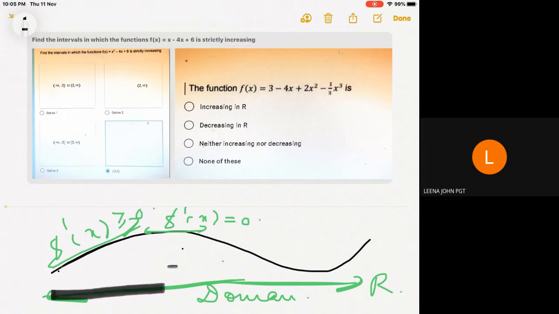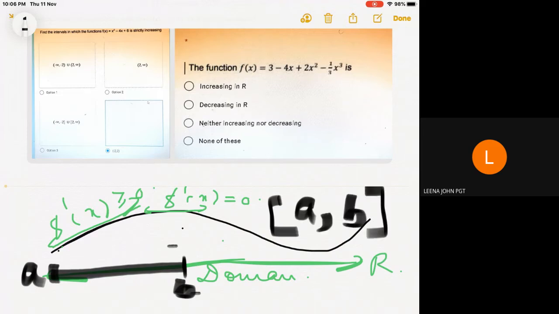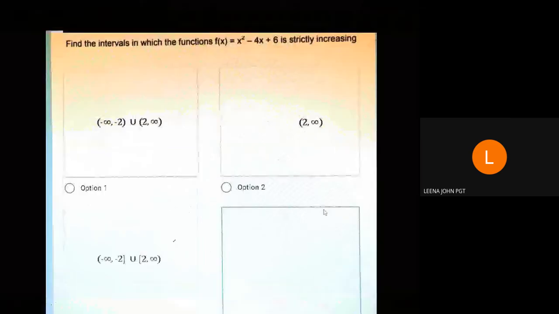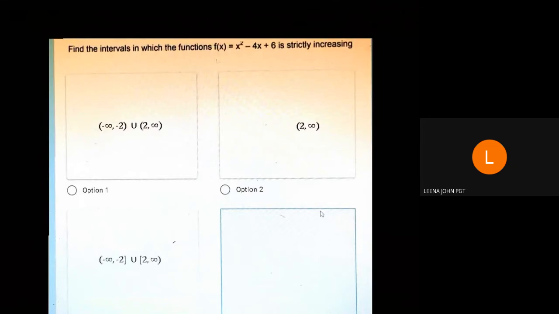What does it mean? From this interval, suppose this is the interval a to b. In a to b, f dash x is greater than or equal to 0, in the closed interval ab, the function is increasing. Now come to the first question. Find the interval in which the function f of x equal to x square minus 4x plus 6 is strictly increasing.